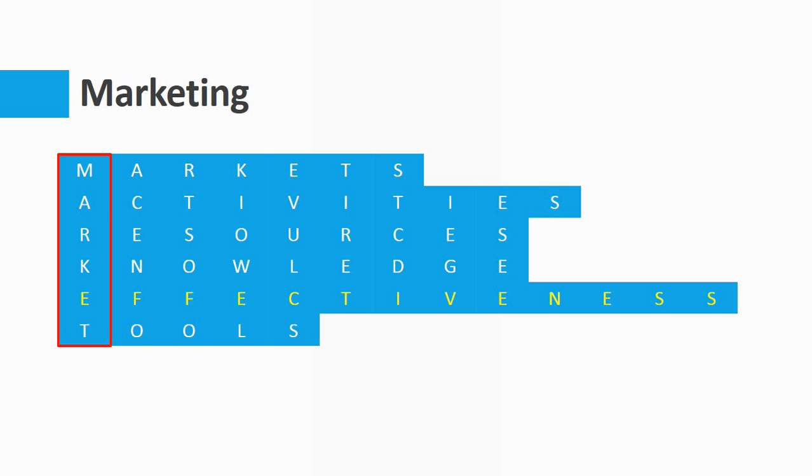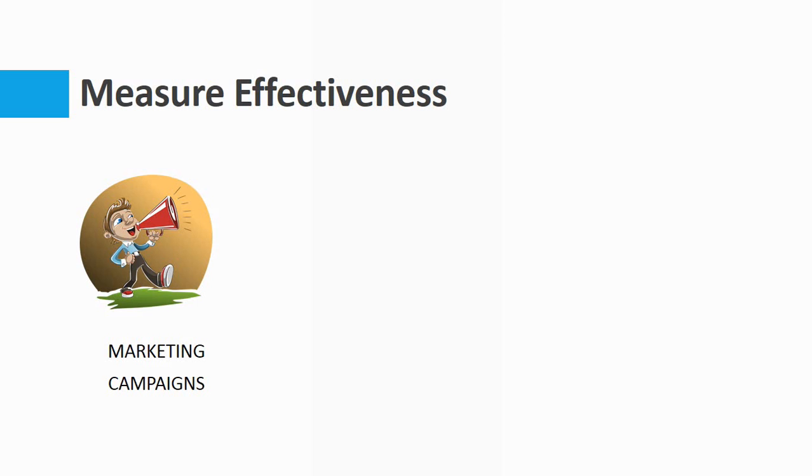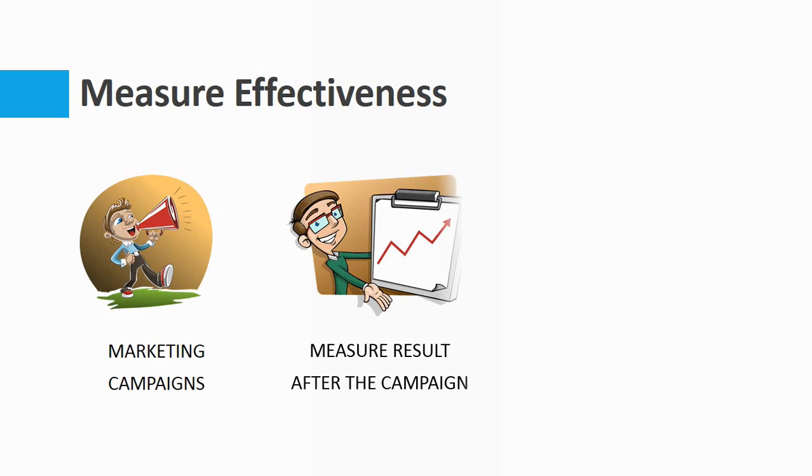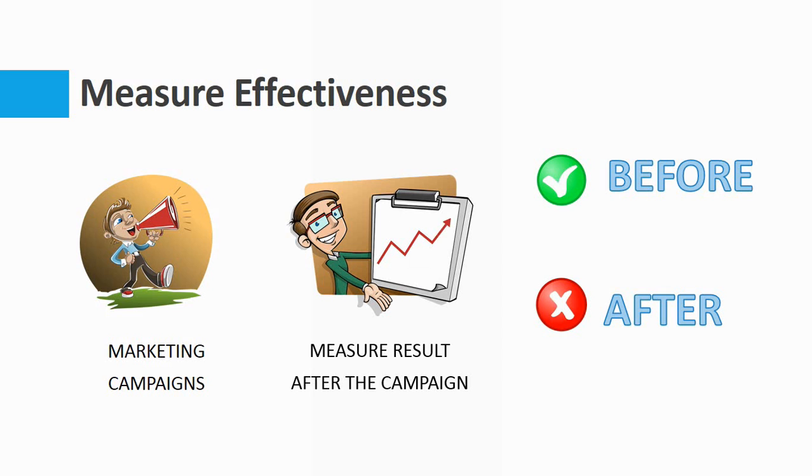Effectiveness. Everyone wants to know how effective their marketing campaign is. They will measure the result when the campaign is finished to find out if the desirable result is met. Wrong. We should measure the effectiveness of any campaign before it is officially launched. We should select a sample or random sample to test its effectiveness before running any campaign in full force.